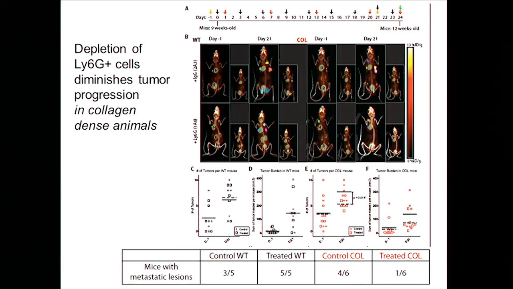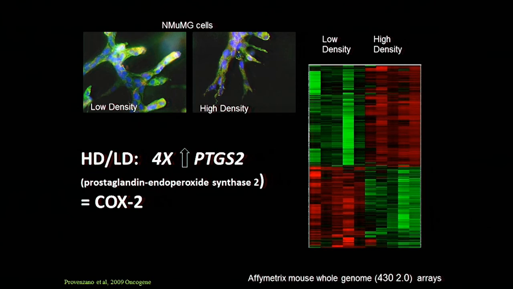If we look at the number of mice with metastases, the treated wild type animals that have the neutrophil depletion, they all have metastases. Only 1 out of 6 of our treated dense collagen animals has metastases. So the mechanism is not the same between dense and not dense.